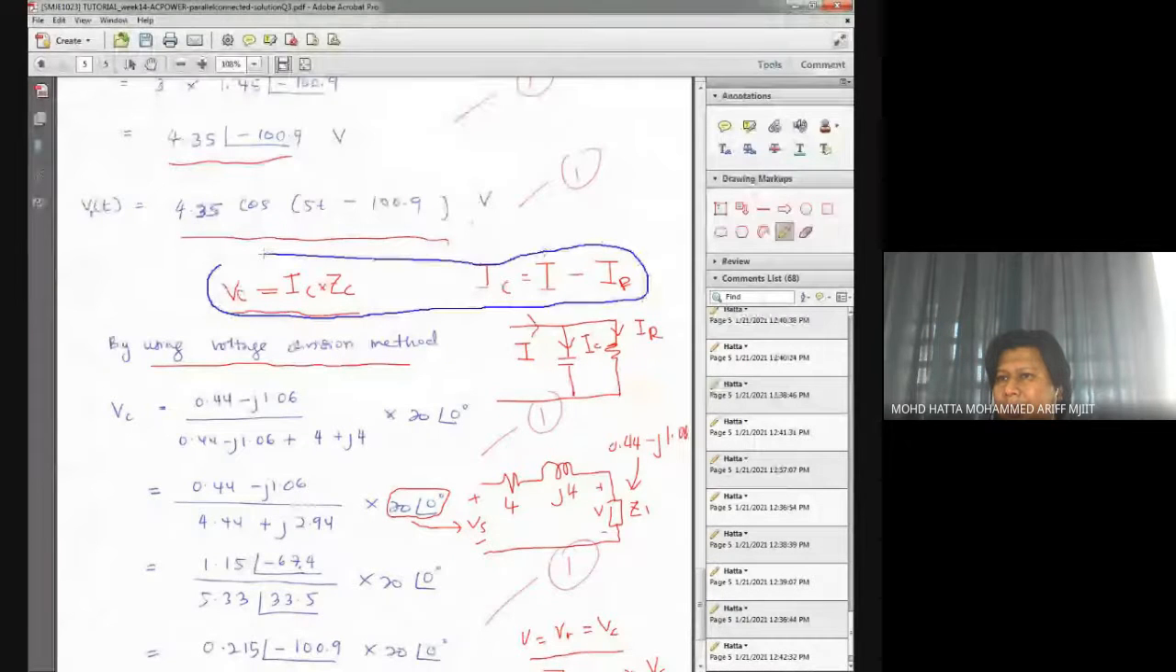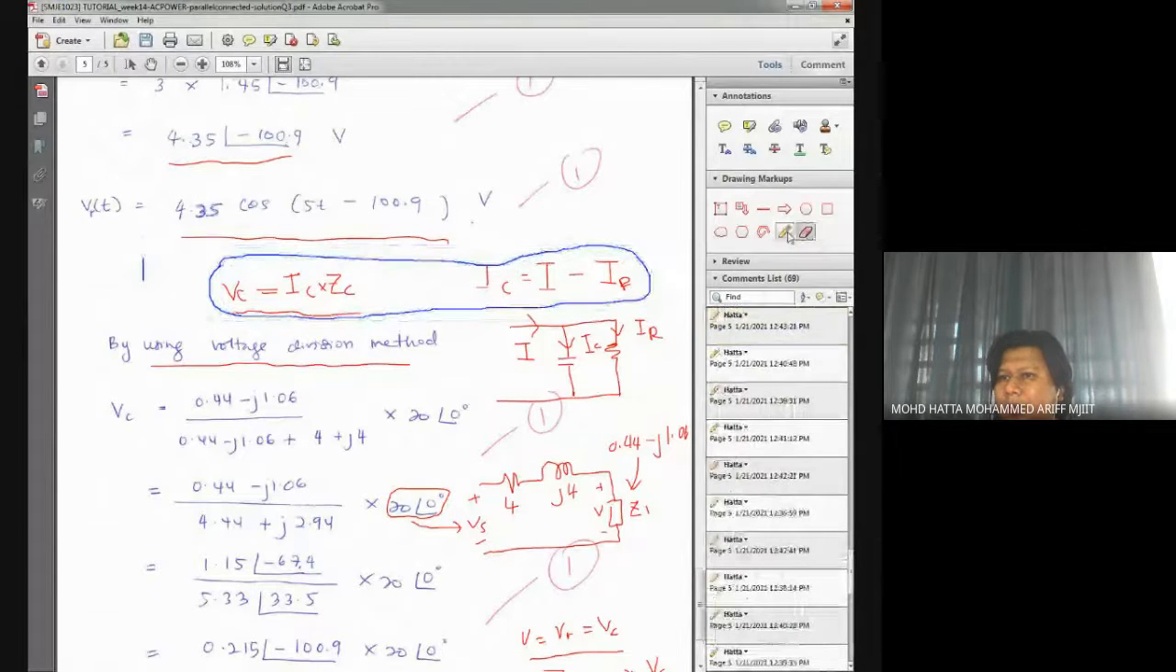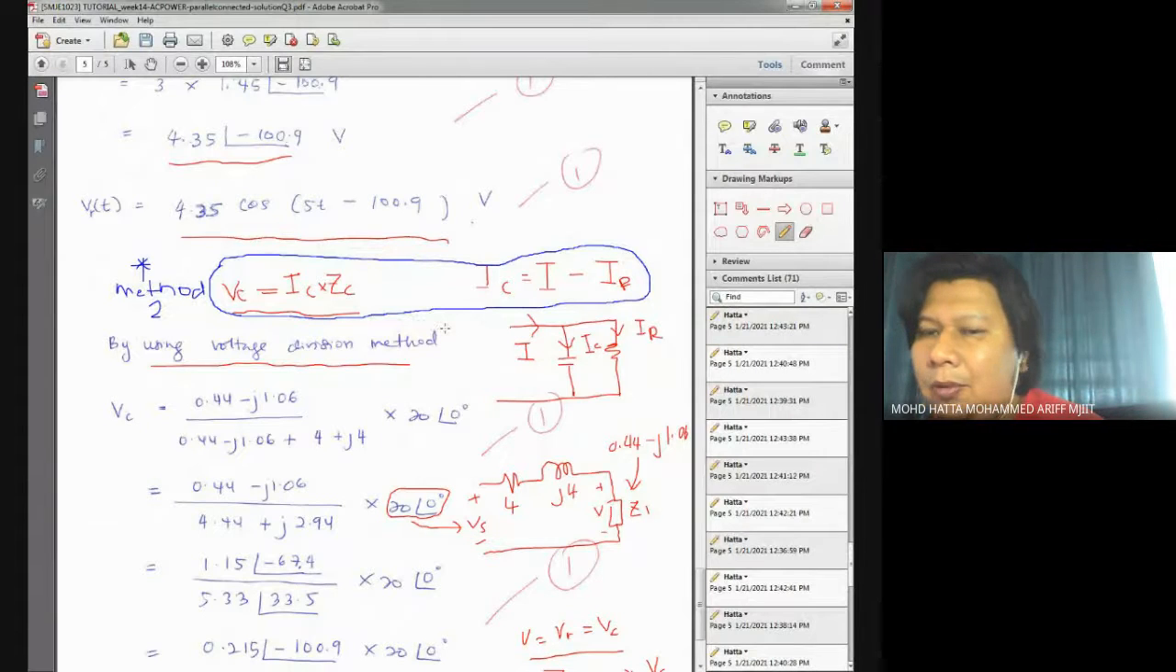This is maybe I'll say is method 2. Okay, method number 2. Maybe you can use this one as well. Because the question itself is just asking about proof, you can use your own preference of circuit analysis in order to prove that VC is equal to VR in that case.